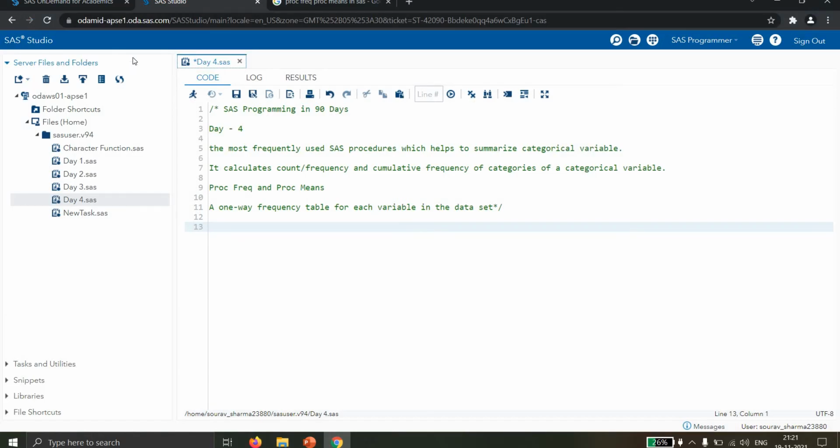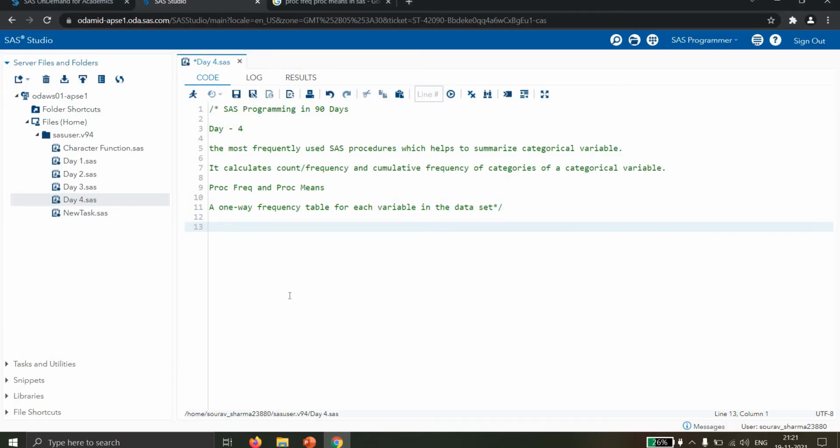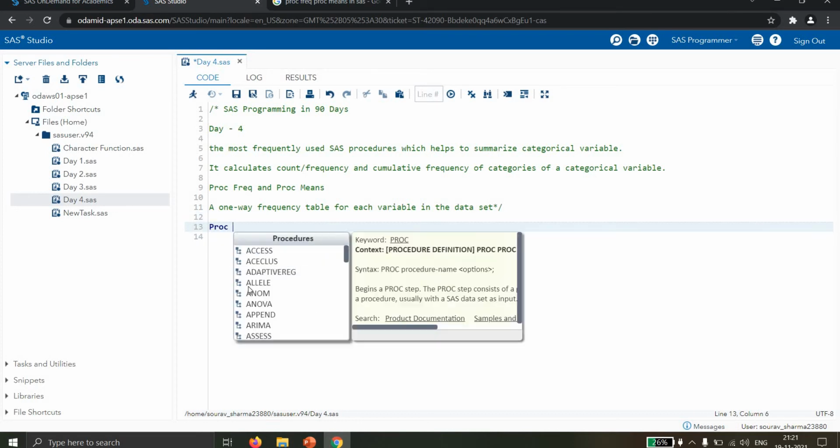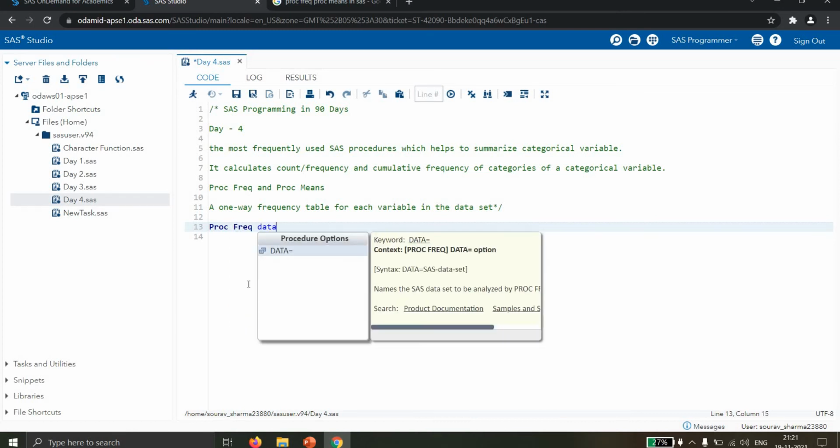This is my SAS Studio, with SAS OnDemand for Academics. I log in with the SAS web. Now first is proc frequency. How do we write it? To write the step, you need to write proc, then proc frequency, then my data. What is my data?